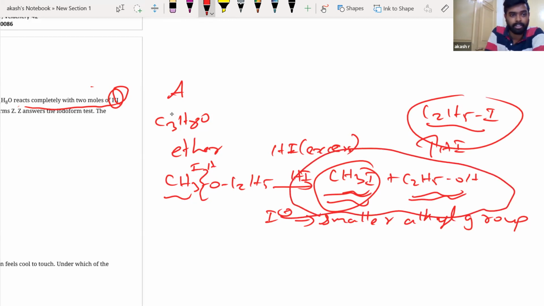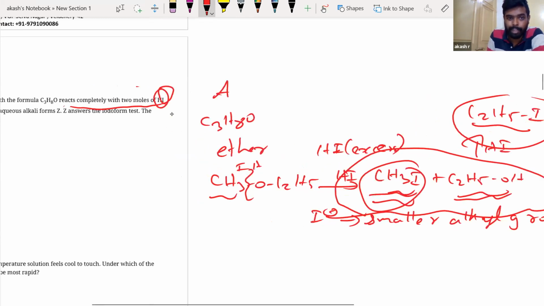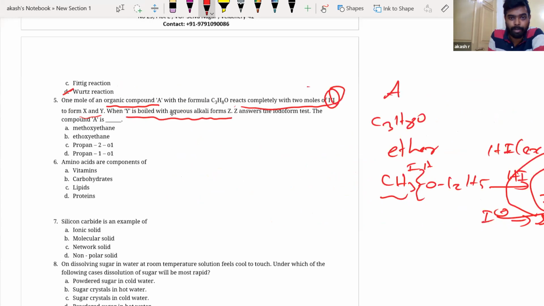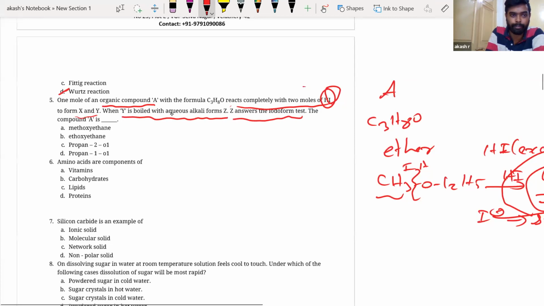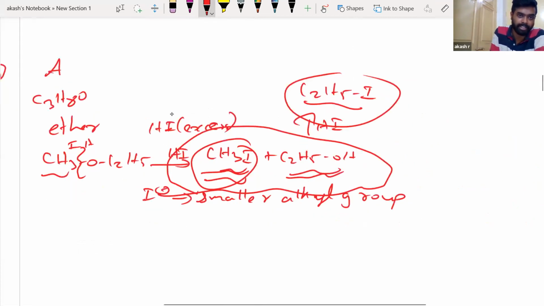Okay, right. So fine. When Y is boiled with aqueous alkali, it forms Z, and Z answers the iodoform test. Now I don't understand. I mean, I don't think so. You know what is the iodoform test? You will study them in carboxylic acid. That is the next chapter.